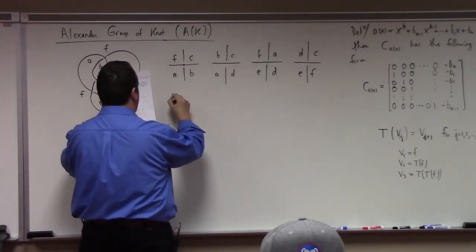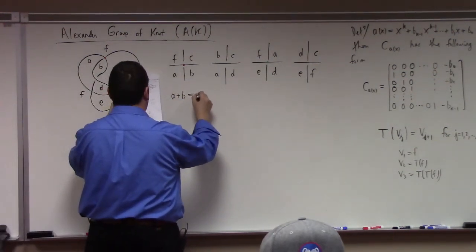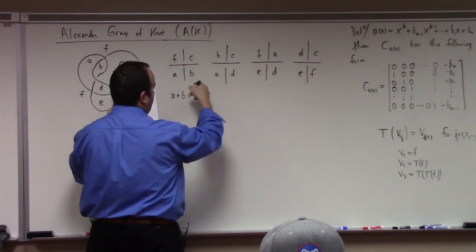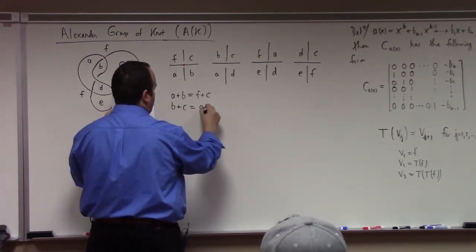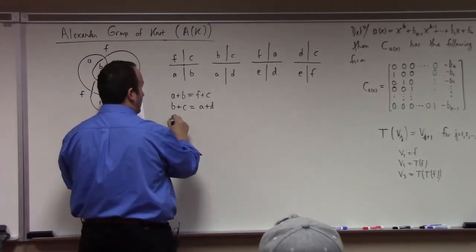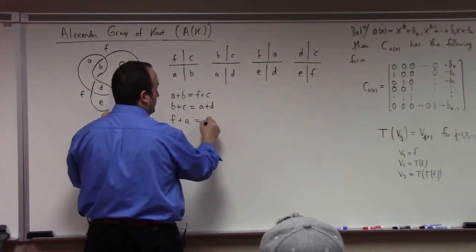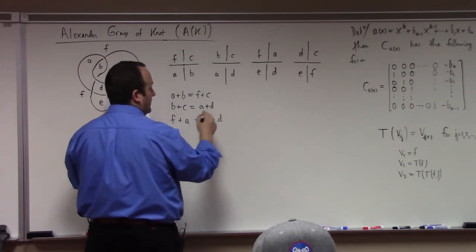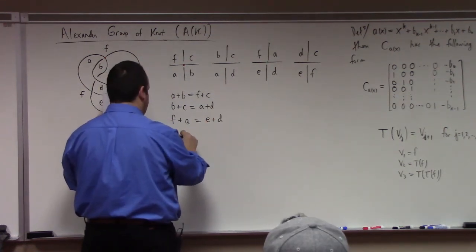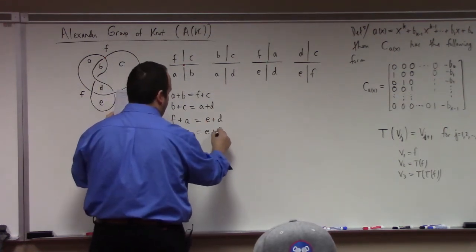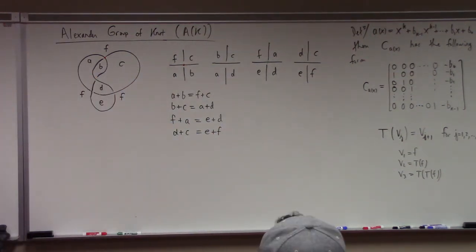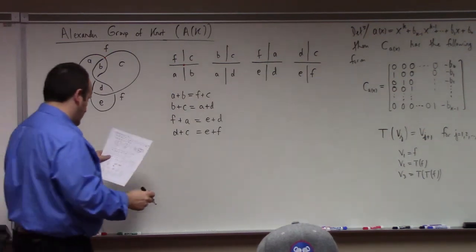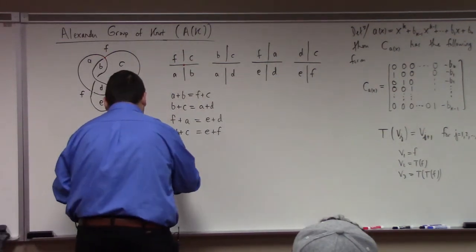So we have A plus B equal to F plus C from the first one. The second one gives me that B plus C is equal to A plus D. The third one gives me that F plus A is equal to E plus D. And the fourth one gives me that D plus C is equal to E plus F. These are equations. So what you're looking at, you can write down the following relations matrix.